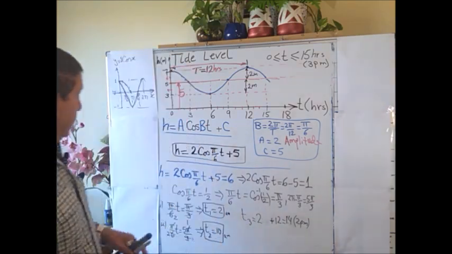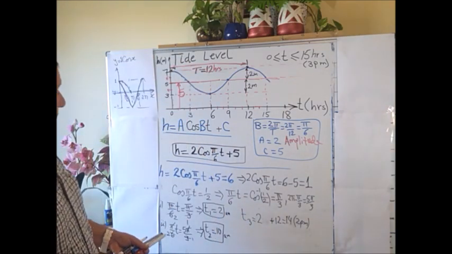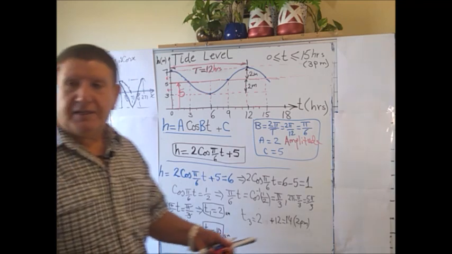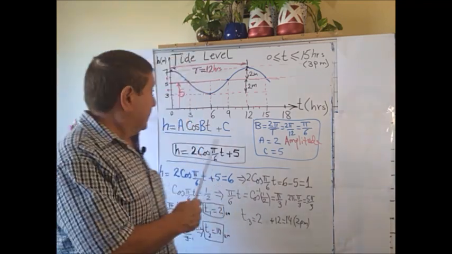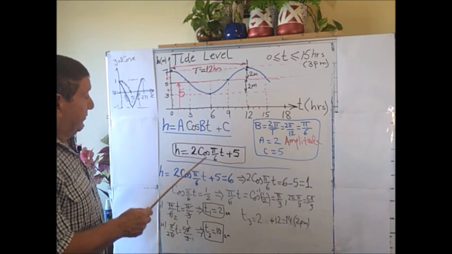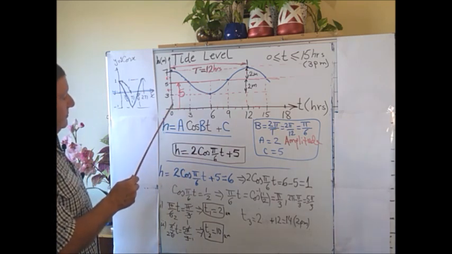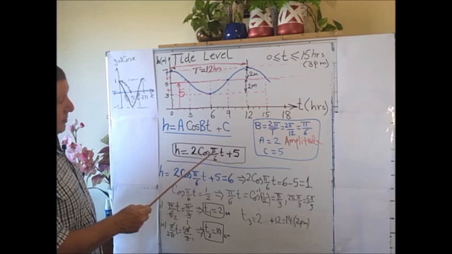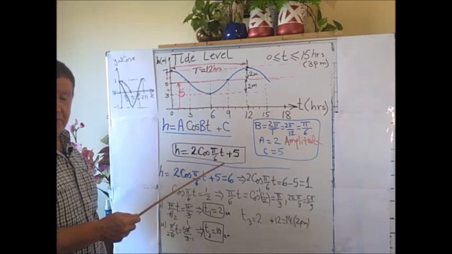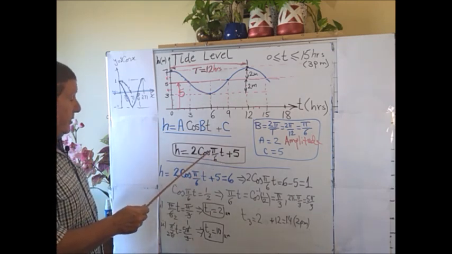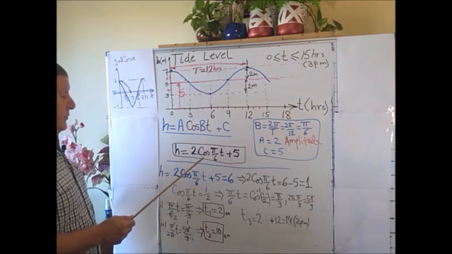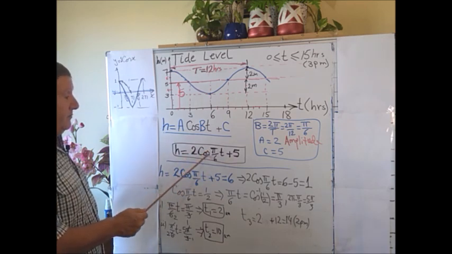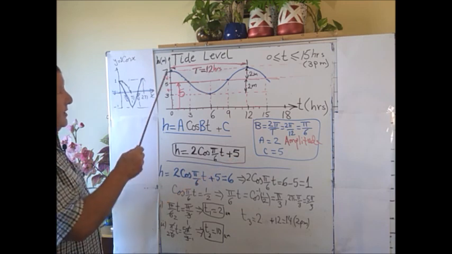Okay, and you can satisfy yourself by testing, putting numbers here. Let's say at time 0 we want to check, you put T equals 0. We know that cos 0 is 1. What is cosine 0? Cosine 0 is 1. So 2 times 1, 2 plus 5, 7. So that's 7.